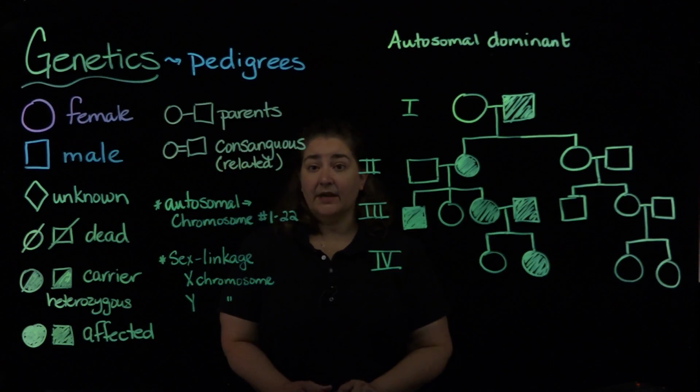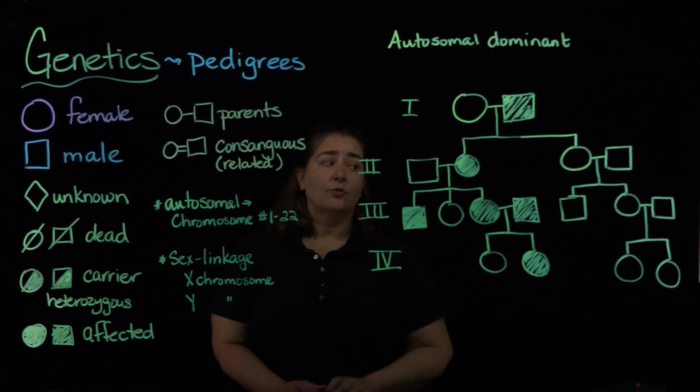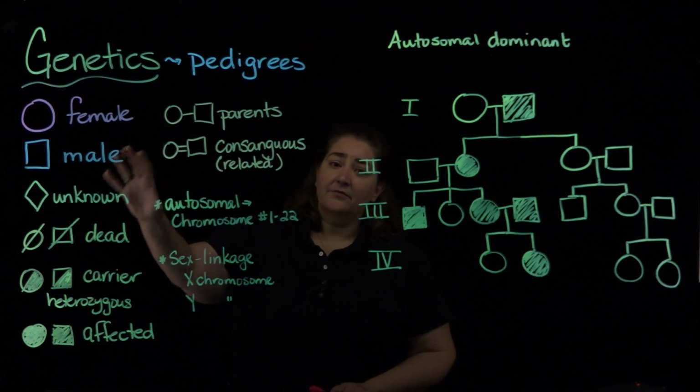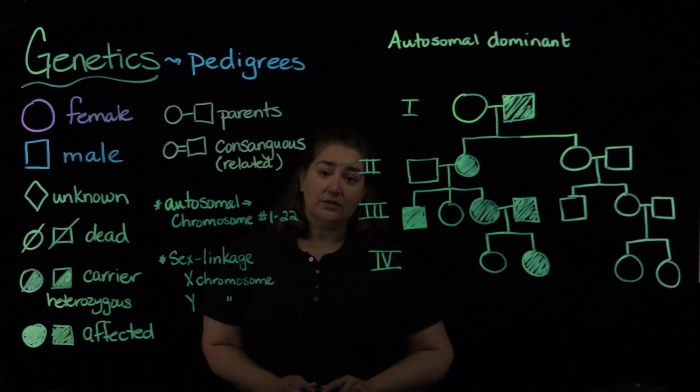Hello and welcome back. We're going to continue talking about pedigrees. This time we're going to go over an autosomal dominant pedigree. I've left all of the key over on this side so you remember what all of the symbols stand for.